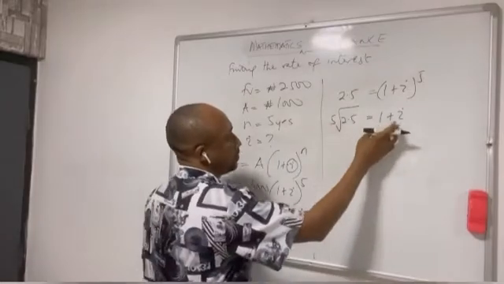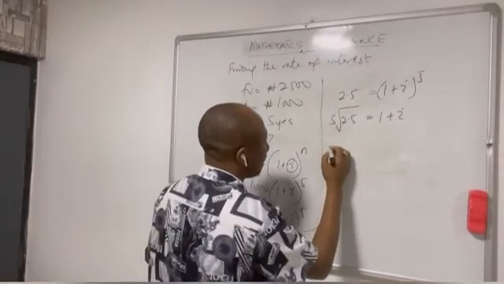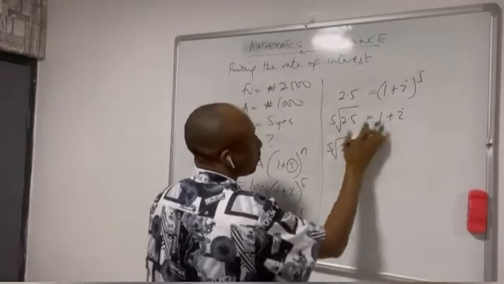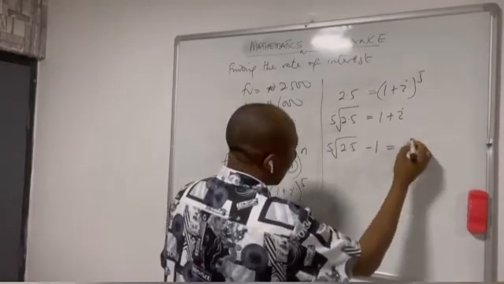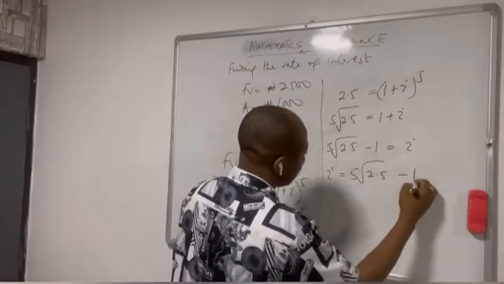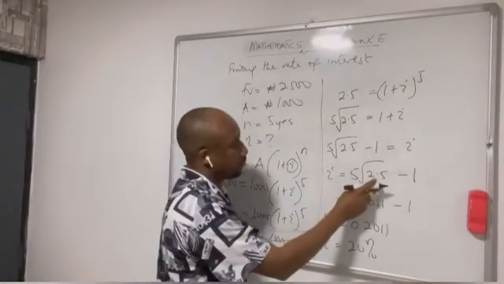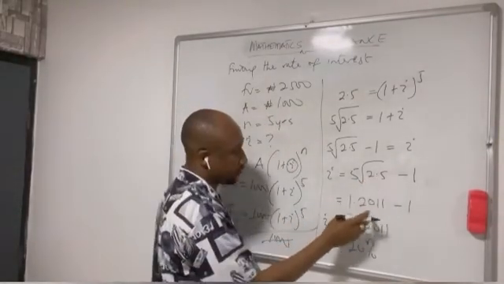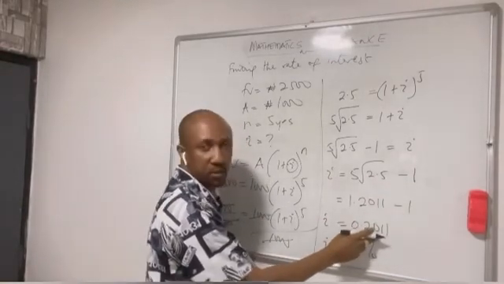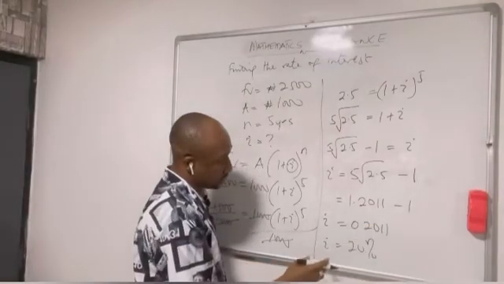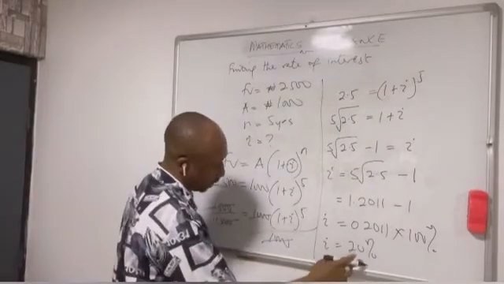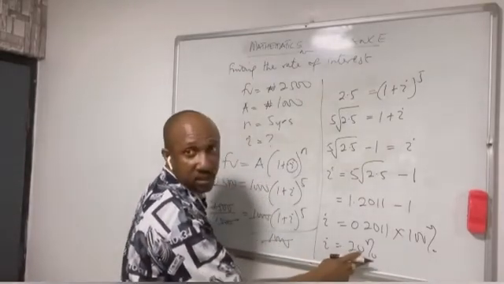If we then separate these two, what we have is the fifth root of 2.5 minus 1. Subtracting 1 from both sides, i will be equal to the fifth root of 2.5 minus 1. If we determine the fifth root of 2.5, we get 1.2011, and then subtracting 1 from it gives us 0.2011. If you now multiply by 100, because interest is always in percentage, i then becomes 20%.